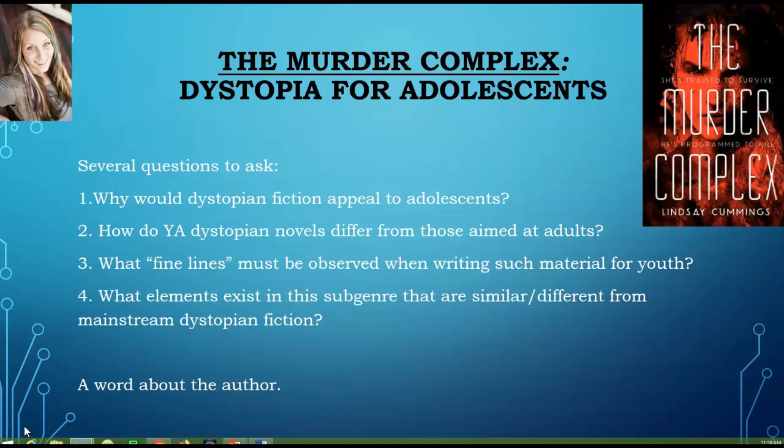What's in it for them? I mean, it seems kind of dark and foreboding and sometimes depressing or scary. Why would they be attracted to it? The second question is, how do YA dystopian novels differ from those aimed at adults?